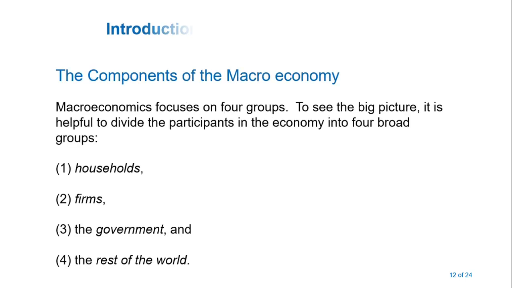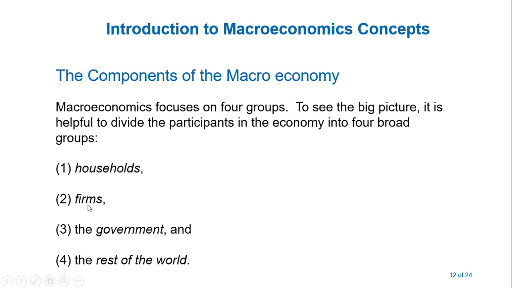Right. So, what are the components of a macroeconomy? A macroeconomy focuses on four major groups. To see the big picture, it is helpful to divide the participants in the economy into four broad groups. So we have the household, the firm, the government, and the rest of the world. So households, firms, the government, and the rest of the world form a macroeconomy.